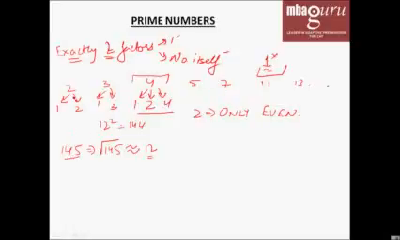So is 145 divisible by 2? No, it is not. The last digit is odd. By 3? No, again, because 5 plus 4 is 9 plus 1 is 10, which is not divisible by 3. By 5? Yes, it is divisible. The last digit is 5. So 145 is divisible by 5. That makes it a non-prime.